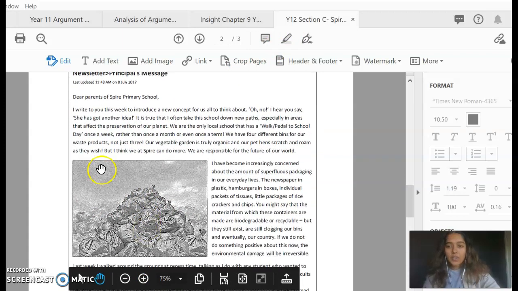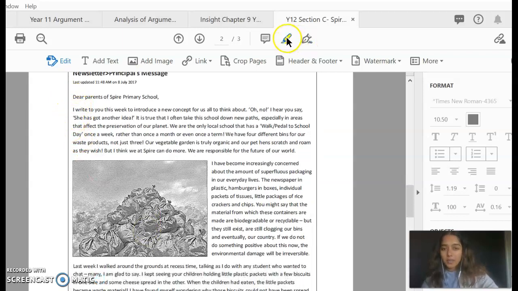All right. So, dear parents of Spire Primary School, I write to you this week to introduce a new concept for all of us to think about. So, already she's kind of using us. She's including everyone. Oh no, I hear you say, she's got another idea. It is true that I often take the school down new paths, especially in areas that affect the preservation of our planet. We are the only school that has a walk or pedal to school day once a week rather than once a month or even once a term. We have 4 different bins for our waste products, not just 3. Our vegetable garden is truly organic and our pet hens scratch and roam as they wish. But I think we at Spire can do more. We're responsible for the future of the world.